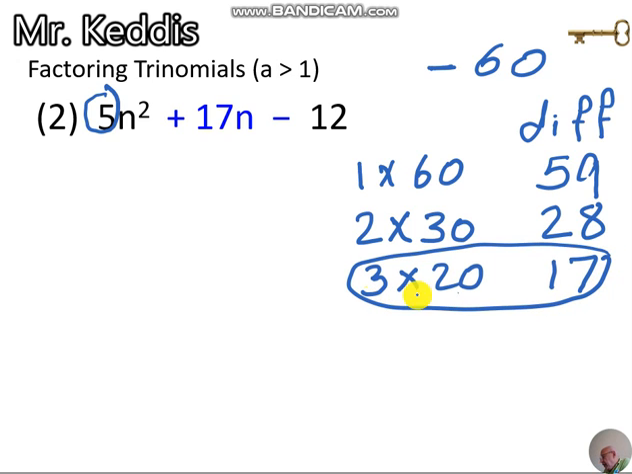I'm going to use 3 and 20. Because the sign here is negative, the two numbers must have different signs: negative 3 times positive 20 or positive 3 times negative 20. And here 5n squared times negative 12, I get negative 60n squared. I'm going to choose 3n times 20n.